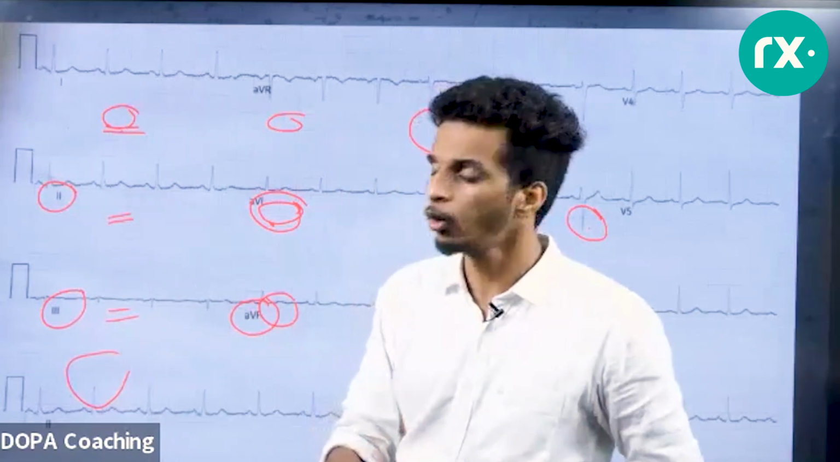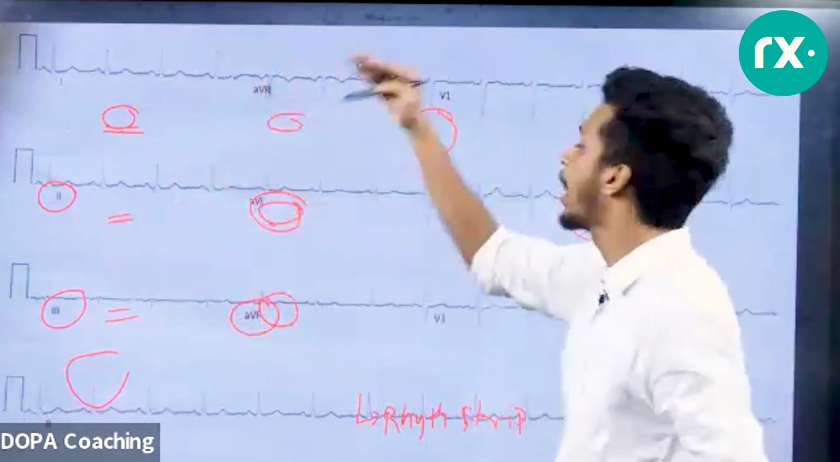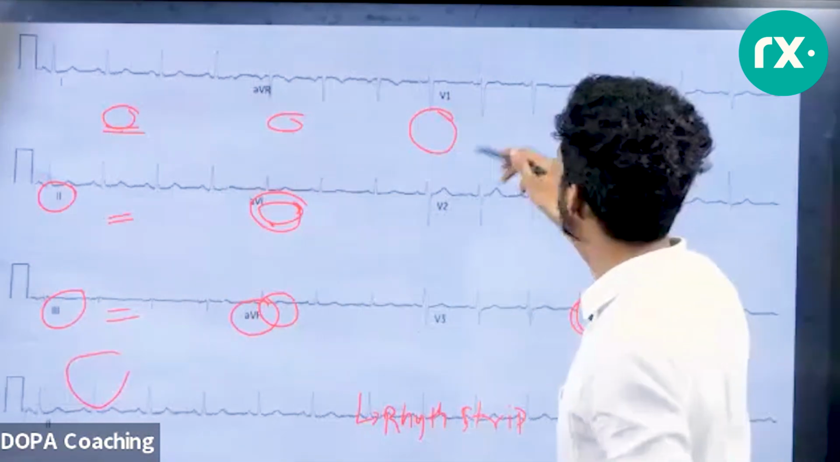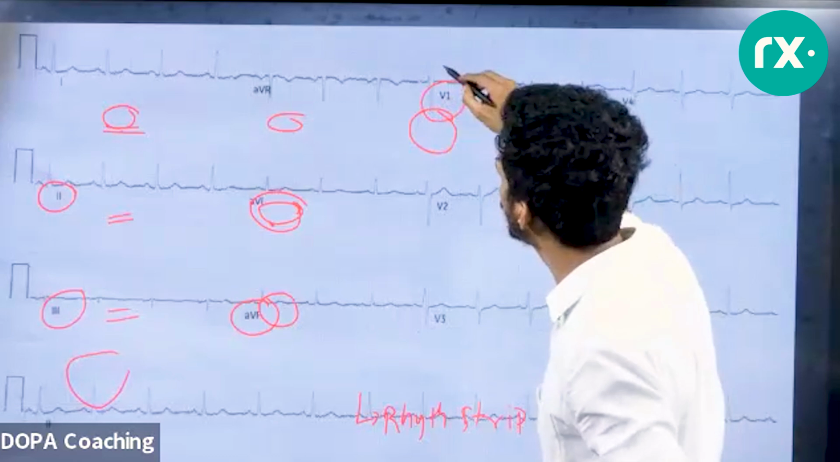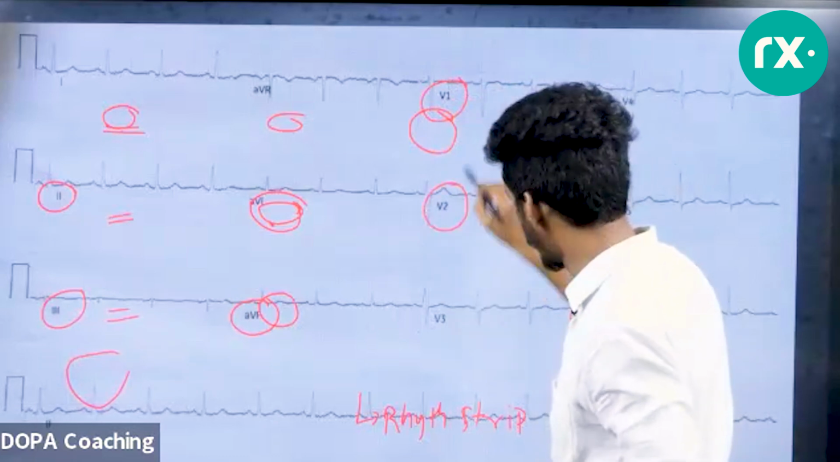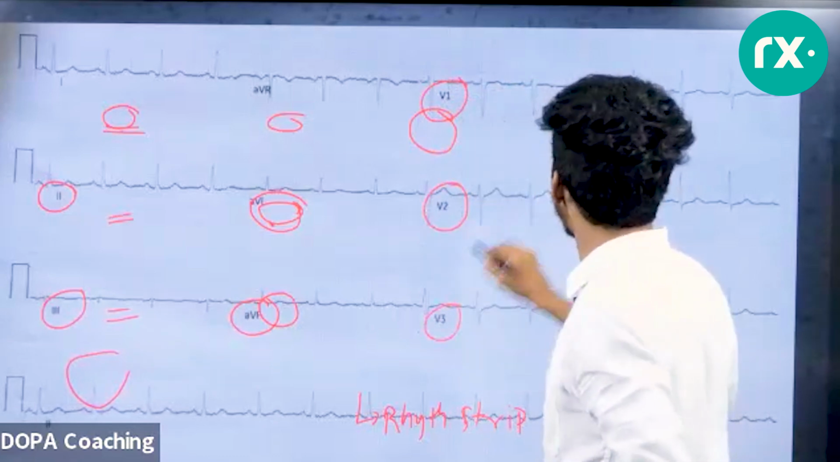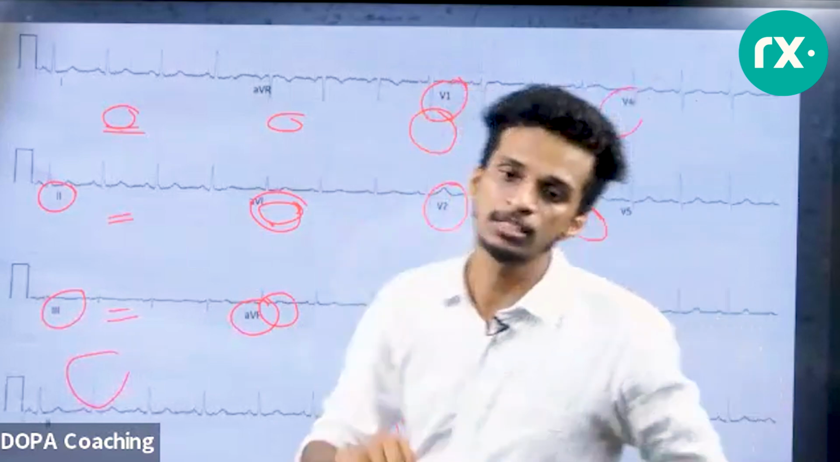Is that clear? Okay, now I am done with the inferior wall and the lateral wall. What is remaining? We have the anterior wall. Now I look at lead V1, lead V2, lead V3, and lead V4. These 4 leads make the anterior wall.